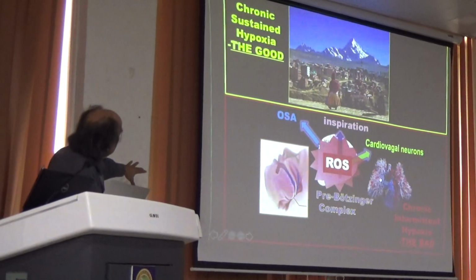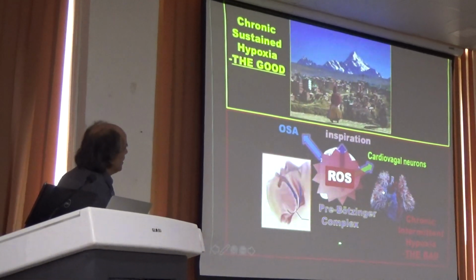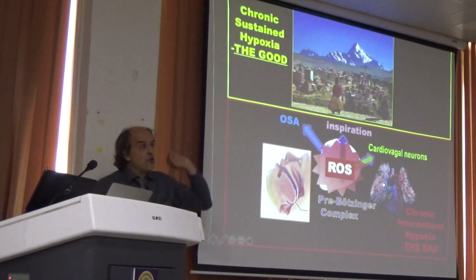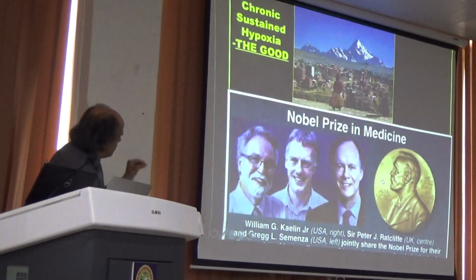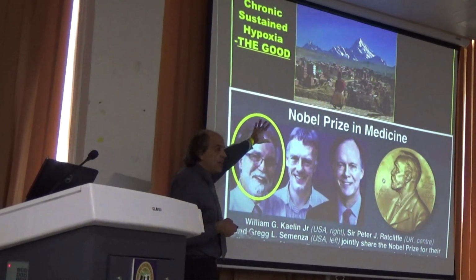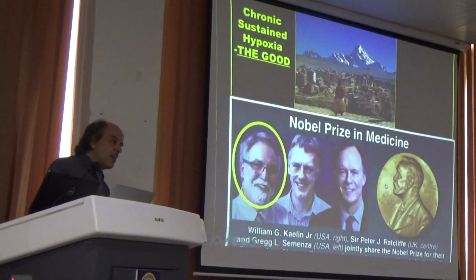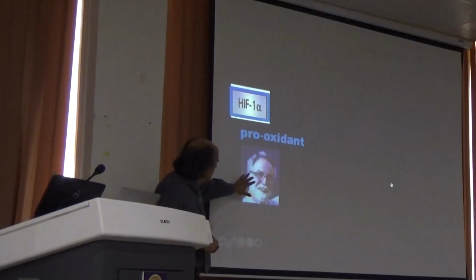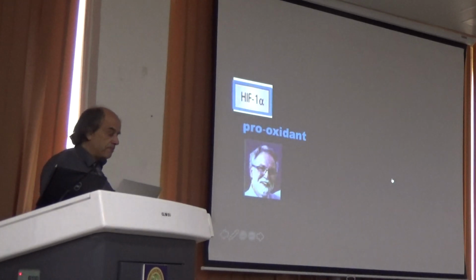What's the difference between a chronic sustained hypoxia and a chronic intermittent hypoxia? In order to understand this, we have to actually go back to the Nobel Prize. That's why this symposium is so important, because these three gentlemen here, in particular Greg Semenza, played a huge role in explaining this, because Greg discovered the HIF factor that activates all your other genes that are activated by hypoxia. So he discovered HIF-1 alpha, which is the pro-oxidant.